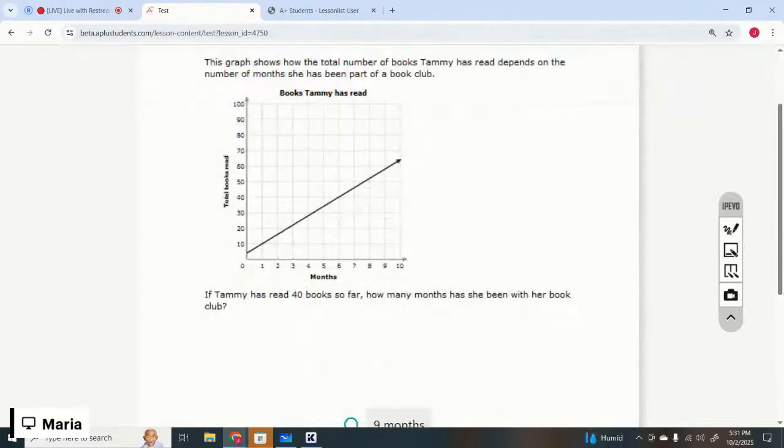This graph shows how the total number of books Tammy has read depends on the number of months she has been in a book club. If Tammy has read 40 books so far, how many months has she been with her book club?